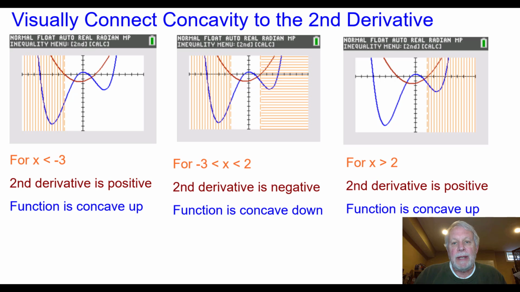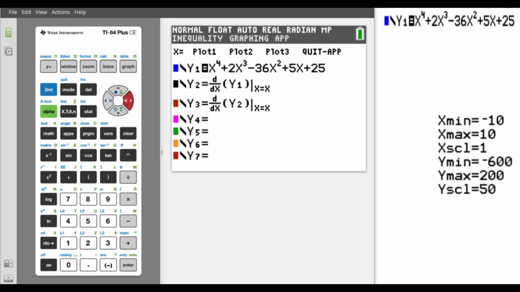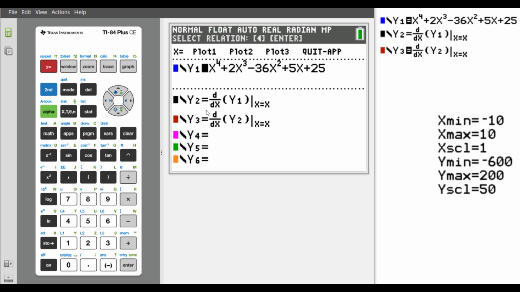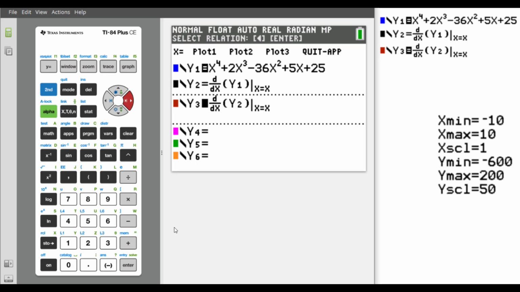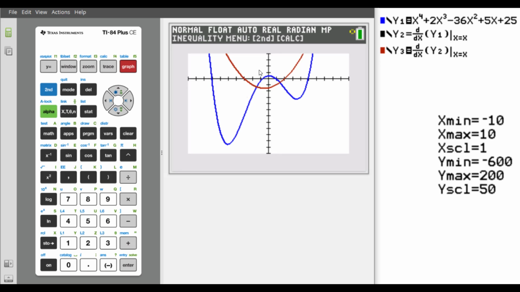Visually connect concavity to the second derivative for deeper understanding. Let's go ahead and graph the function in blue using this window. In y2, we'll get the derivative of y1, and in y3 we'll get the derivative of y2, which is the second derivative. So I will turn on just the second derivative, not the first derivative, and graph that in brown.